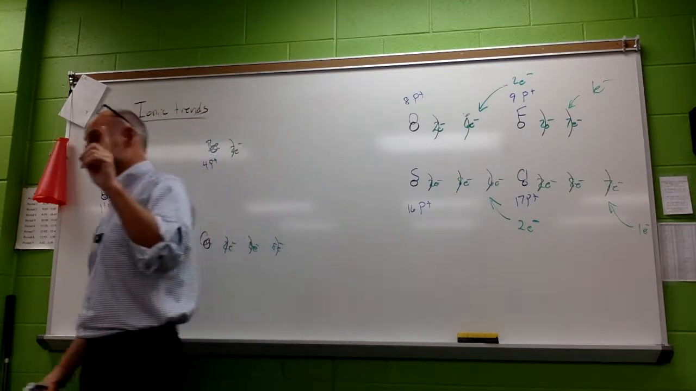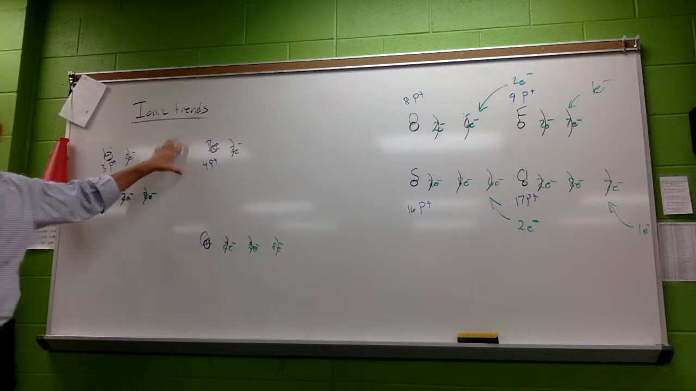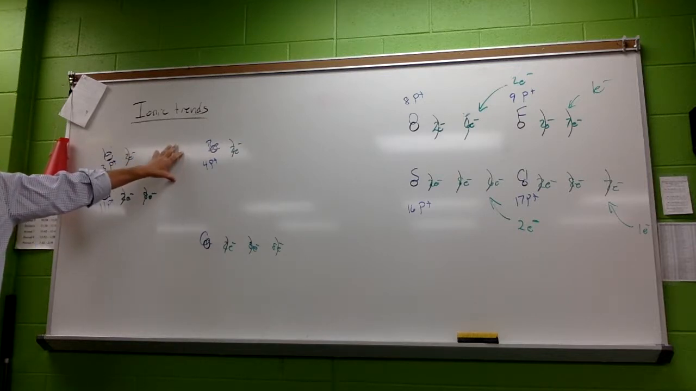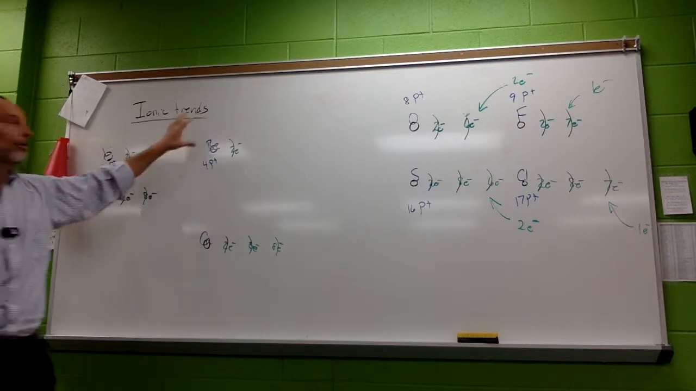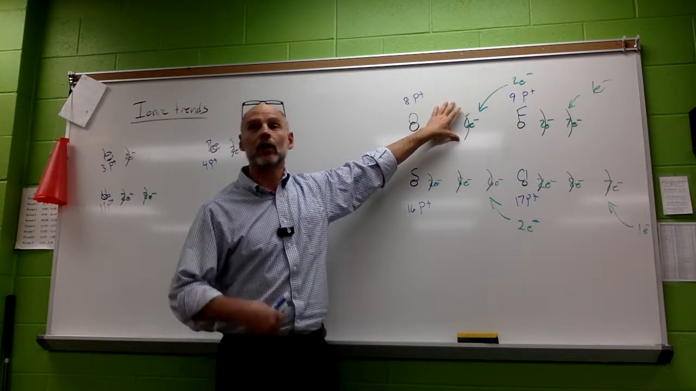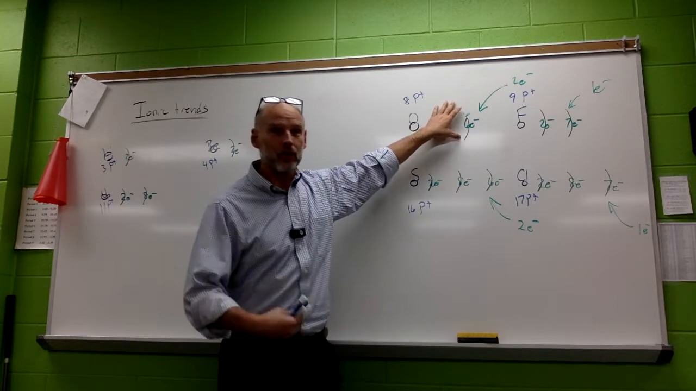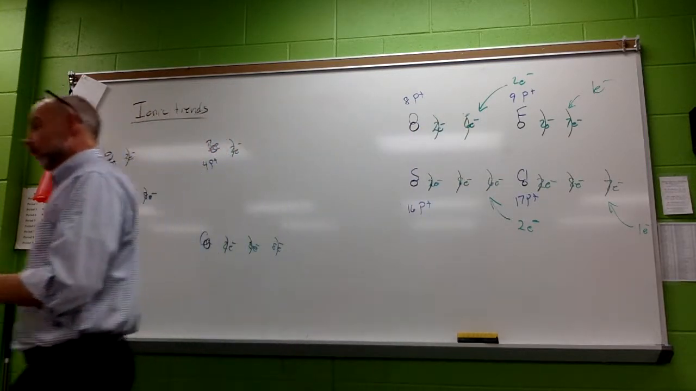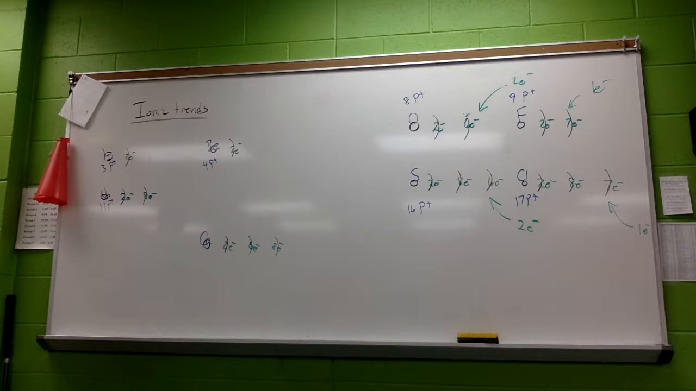Now that's different, isn't it? Because over here we found out the ionic radii got smaller because we lost an entire energy level. Over here, on the nonmetals, the ionic radii are getting larger because of the force of repulsions between the added electrons. And it's all happening in the same energy level, which we're going to get to here in a second.